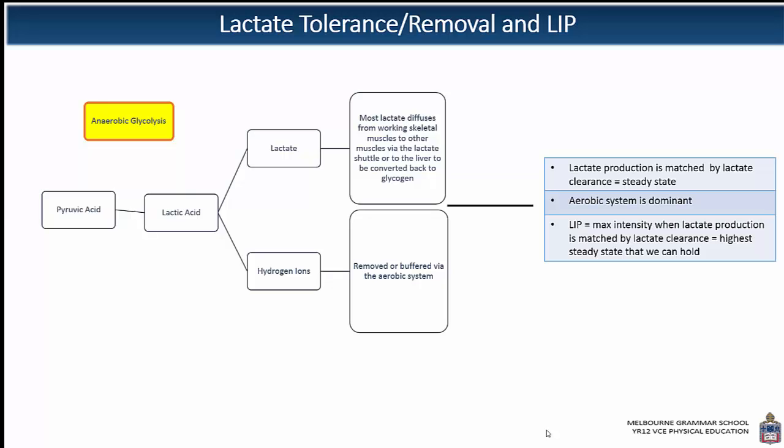The lactate inflection point is the maximum intensity when lactate production is matched by lactate clearance. It's the highest steady state that we can hold when the aerobic system is dominant. The anaerobic glycolysis system is very much contributing, as all energy systems contribute to energy production or ATP resynthesis, but we're holding that steady state with the aerobic system dominant.